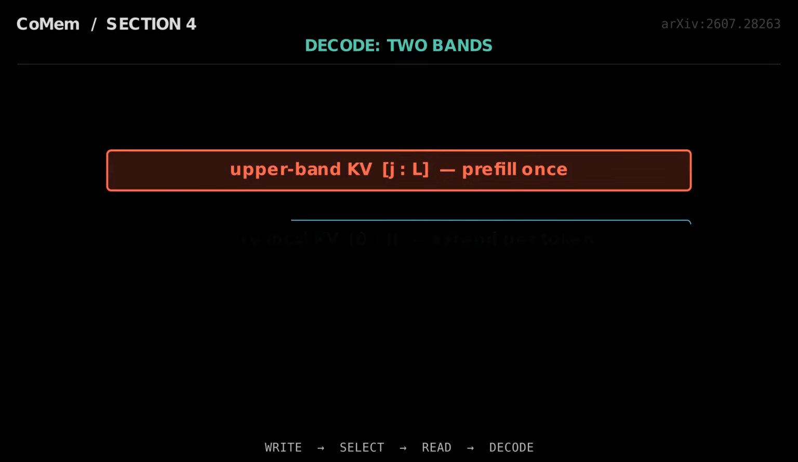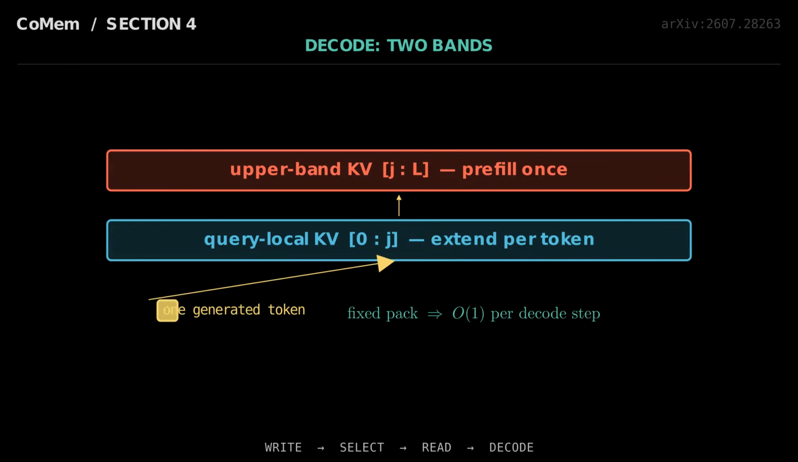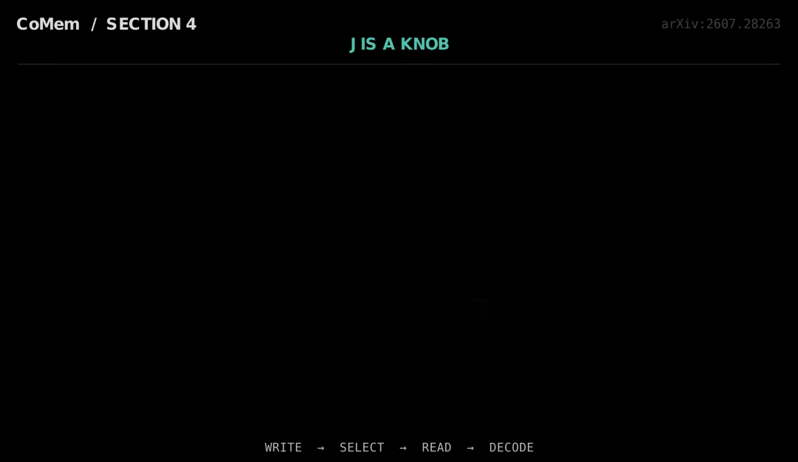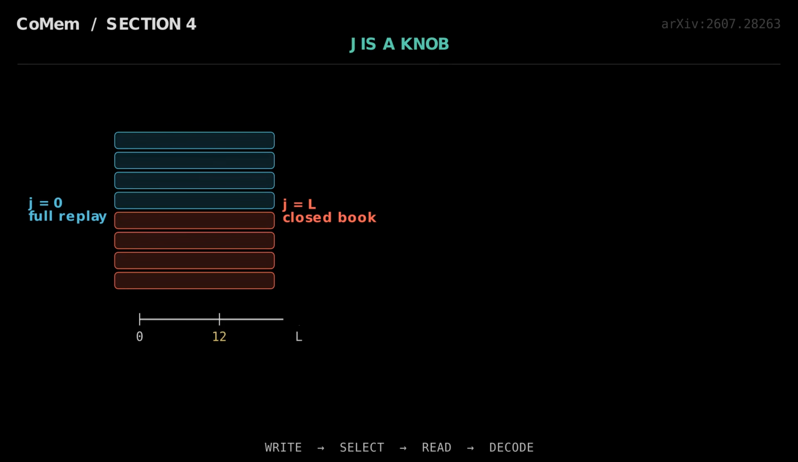Generation keeps two caches. The upper band cache is prefetched once for the selected pack. A lower band cache tracks only the query's generated prefix. Each new token crosses the lower layers once and then the upper layers once, so decoding work stays constant for a fixed pack. The split j is not a magic constant.